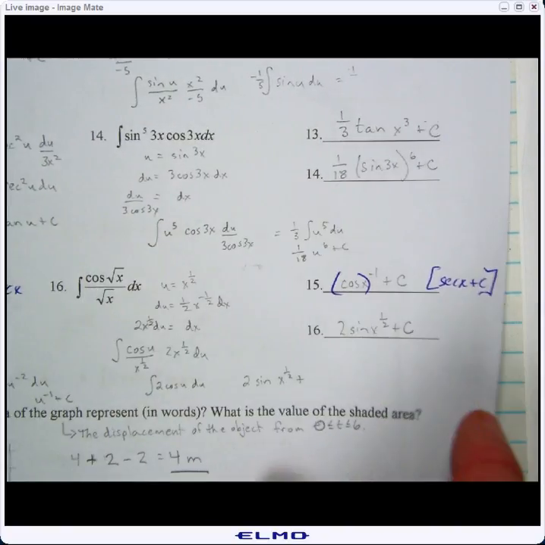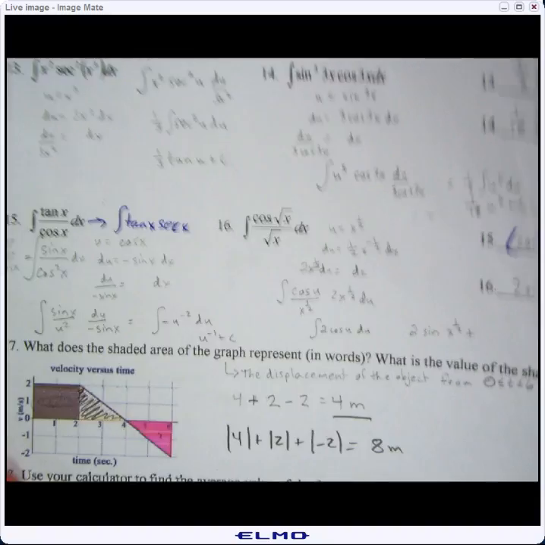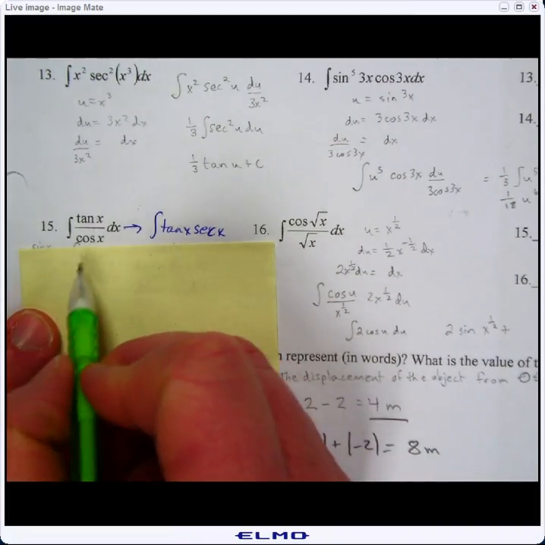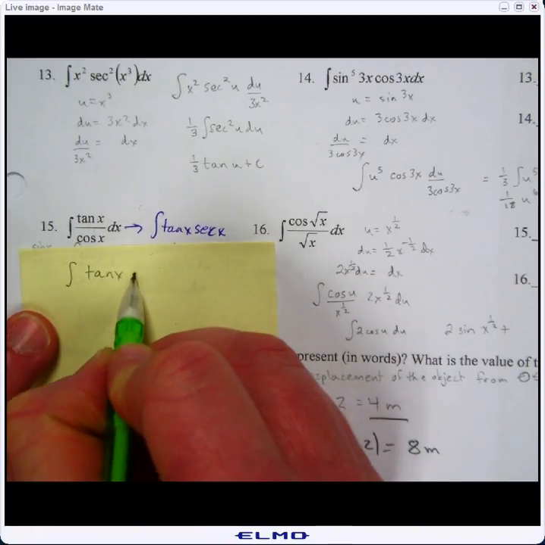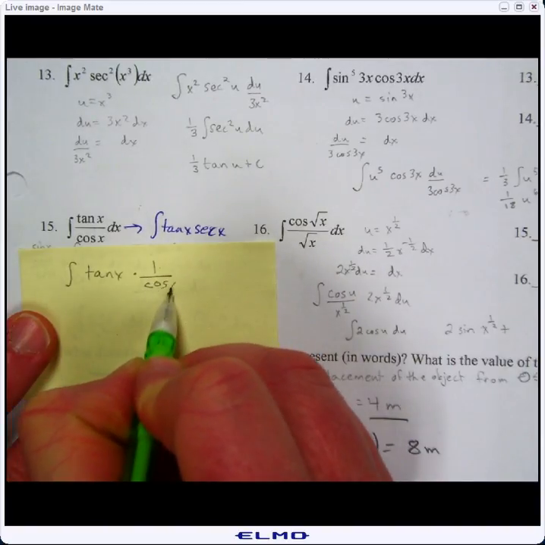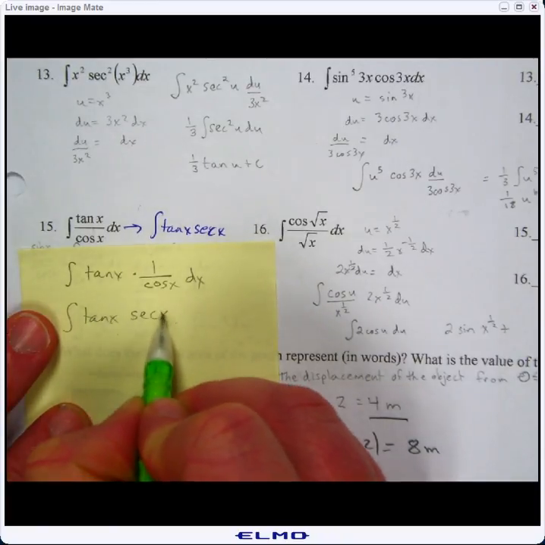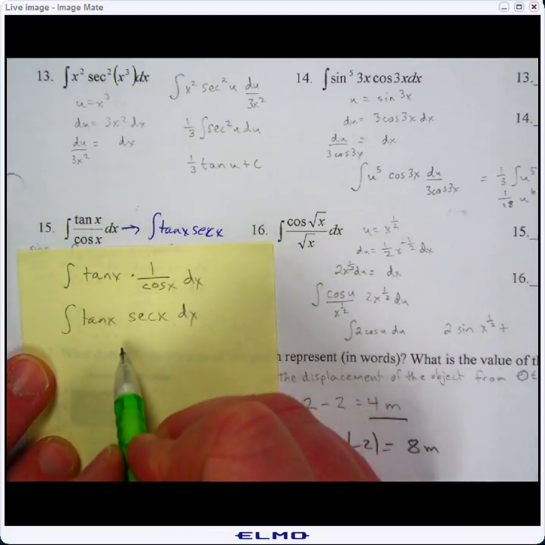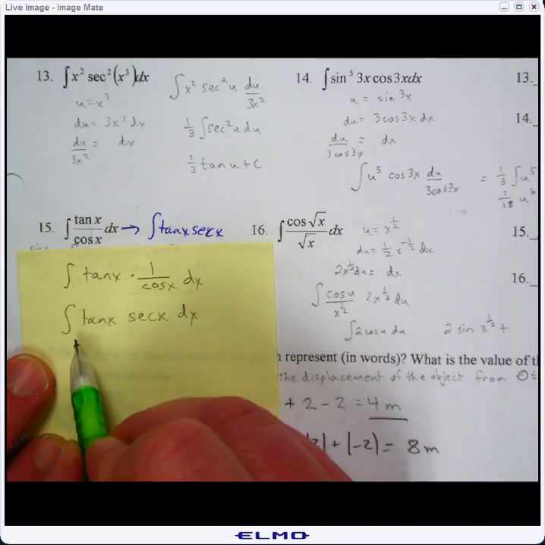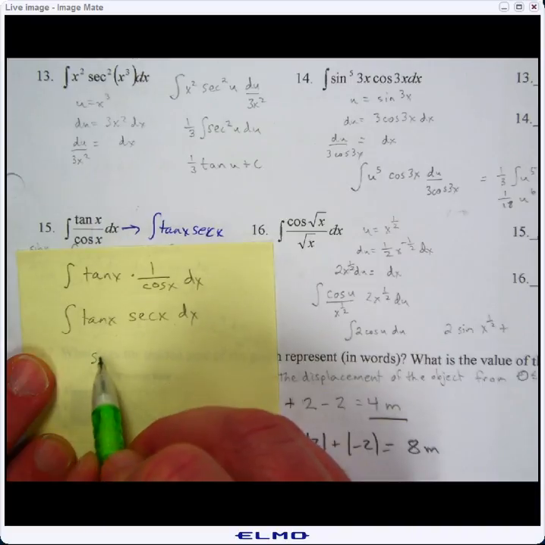15, if you can't figure out how to do a trig problem, try changing the form. If you change the form here, this is really the tangent of x times 1 over the cosine of x, which is the tangent of x times the secant of x. And the derivative of secant is secant tangent. This is not even a substitution problem. So the integral is secant.